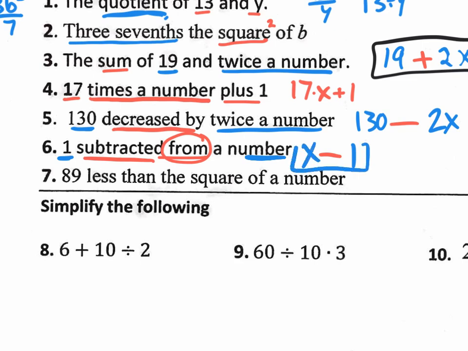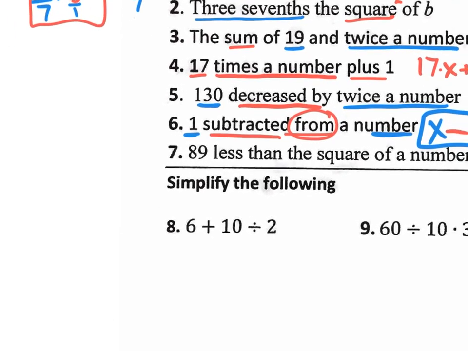So it's really x minus 1. And number 7, it's getting crammed. Let me write it over here on the left side.